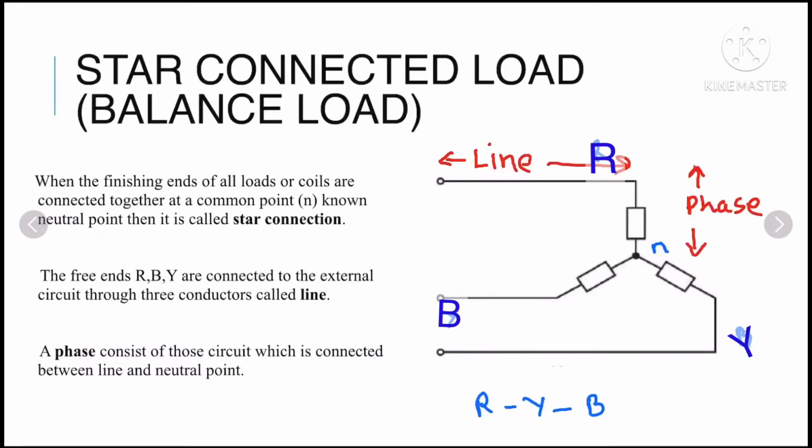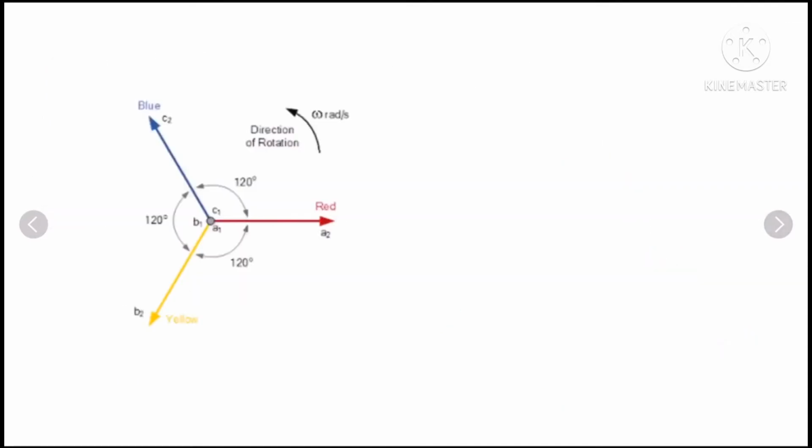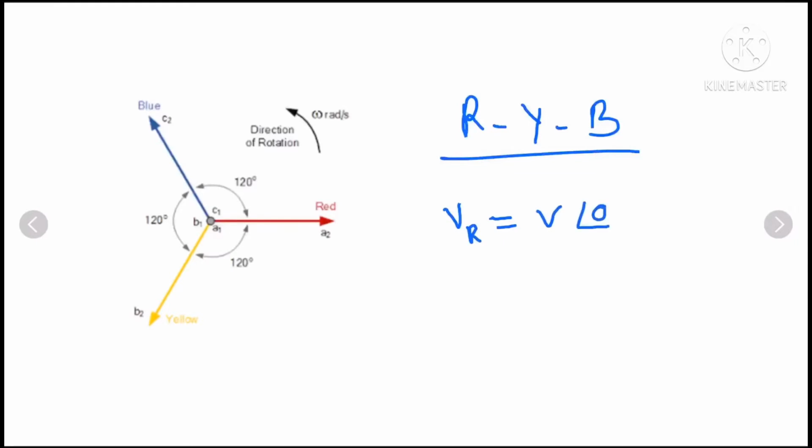Now we are going to get the relation of voltage and current between line and phase. Now I will tell you how we get the 120 degree displacement. Here we have again considered the red, yellow, blue sequence. These are vector quantities, so we will consider them accordingly. Suppose VR, that is the voltage of the red phase, is V. We are taking red as reference, so it will have 0 angle.